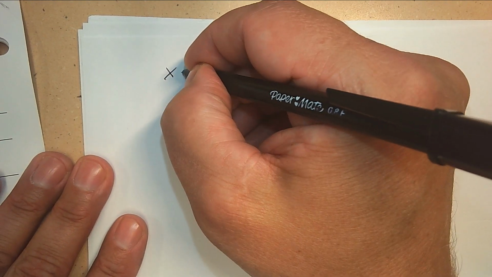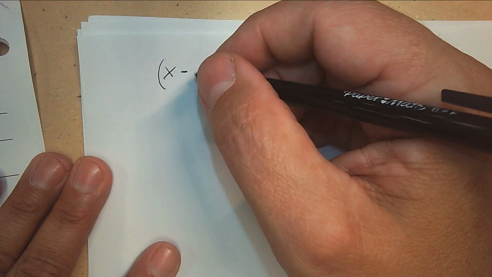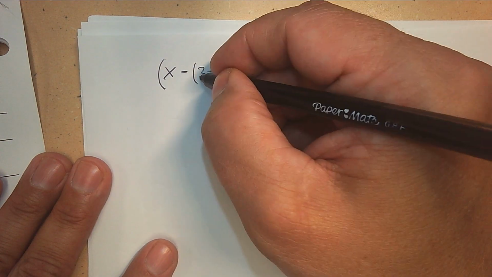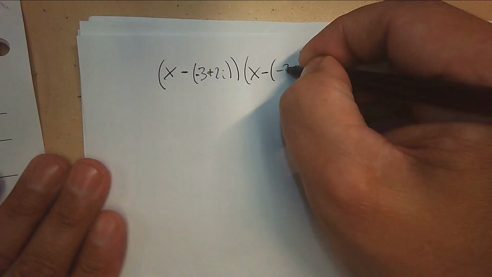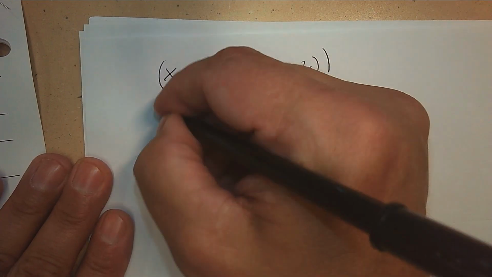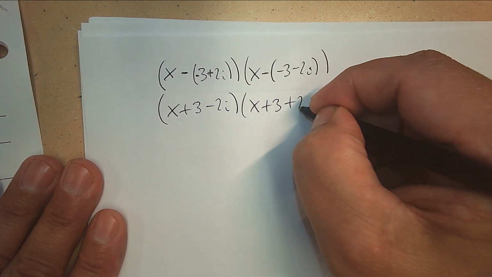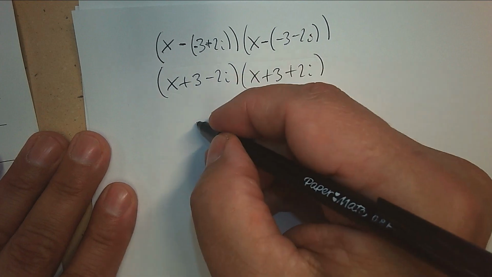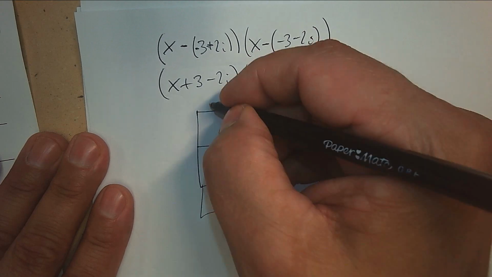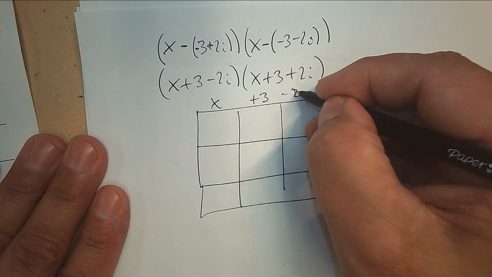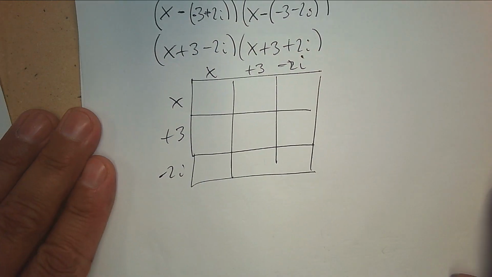I'm going to multiply these 2 together. So I'm going to do the factors. That's what I didn't do. The factors. So subtract negative 3 plus 2i, and subtract negative 3 minus 2i. I'm going to distribute, so I have plus 3 and minus 2i, plus 3 and plus 2i, and then I'm going to multiply this out. So I have x plus 3 minus 2i, x plus 3 plus 2i, and I'm going to multiply it out.